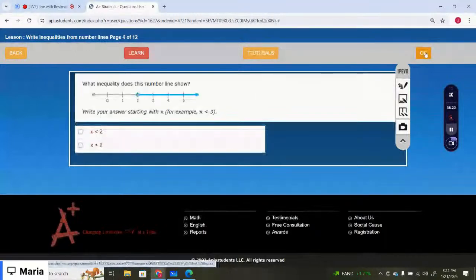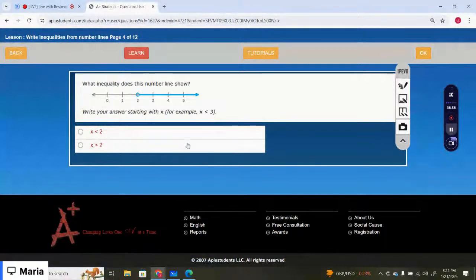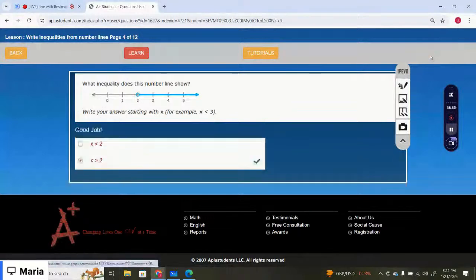What inequality does the number line show? Which is the correct option? So again, we have an open circle at 2. So that means 2 is not the solution of the inequality, but all the numbers that are greater than 2. So option number 2 is the correct option. X is greater than 2.